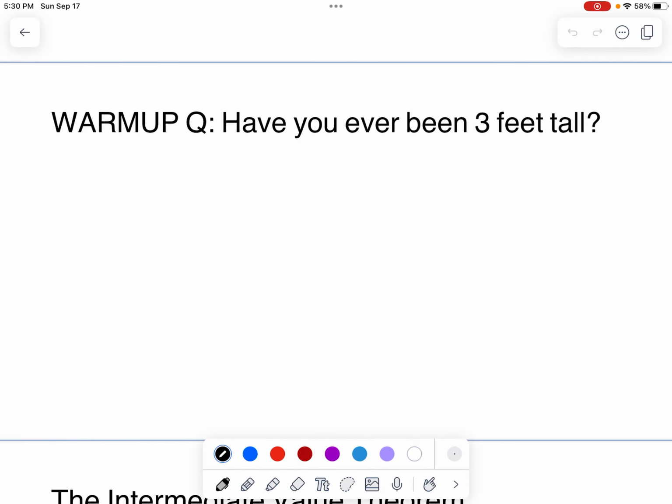Hello, welcome to the 1.16 notes. These are the last notes of this unit, which is exciting, and this is on the intermediate value theorem.